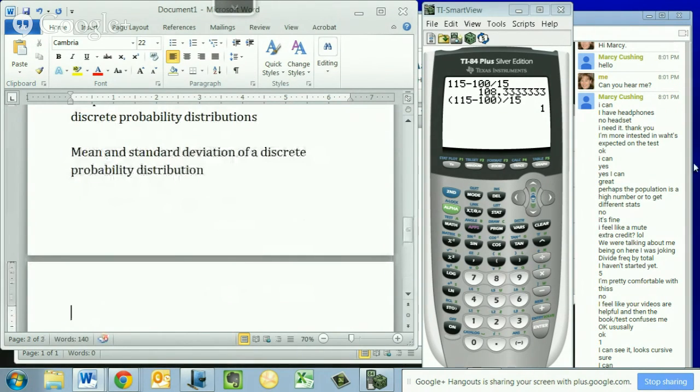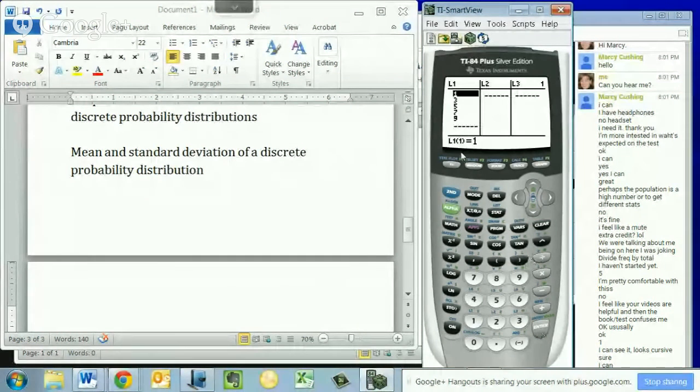And then also using the calculator to find the mean and standard deviation. And the idea with that is that you would enter the values of x in that first column. If it's 1, 2, 3.